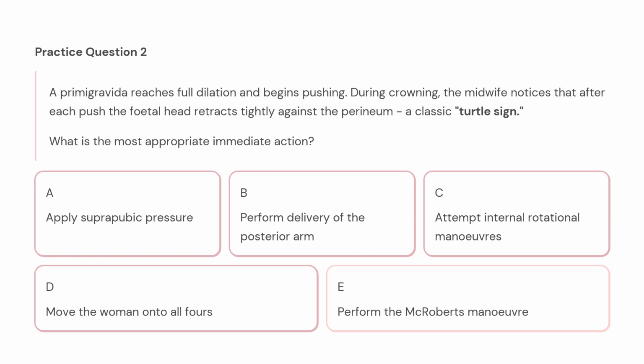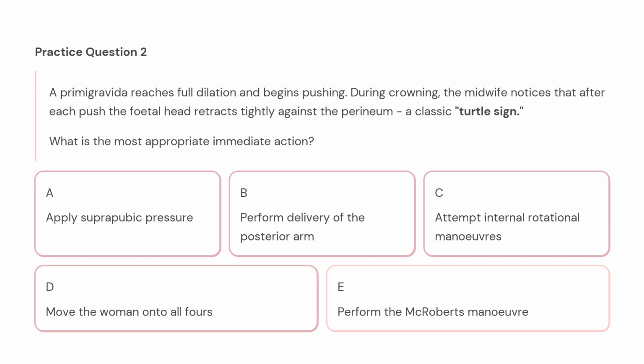Option A, apply suprapubic pressure. That's incorrect because that wouldn't be the immediate next action. It follows if McRoberts maneuver failed to relieve the shoulder dystocia. Option B, perform delivery of the posterior arm, which is an internal maneuver, and again, this follows after the first line interventions have failed. Option C, attempt internal rotational maneuver. Again, this is an incorrect option for the same reason explained previously.